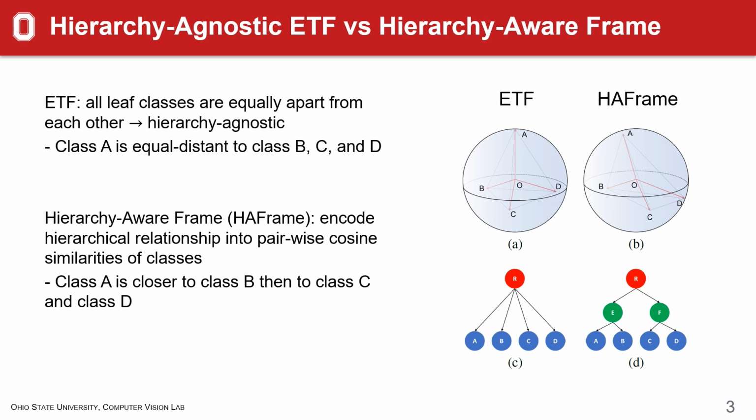Compared to hierarchy-agnostic ETF, our proposed HA frame is hierarchy-aware. On the left column of the figure, you can see that all leaf classes are equally apart from each other in ETF. For example, class A is equidistant to class B, C, and D. On the contrary, our hierarchy-aware frame, or HA frame, encodes hierarchical relationship into pairwise cosine similarities between the classes. This allows us to insert prior knowledge of the desired class hierarchy. For example, class A could be closer to class B than to class C and D.